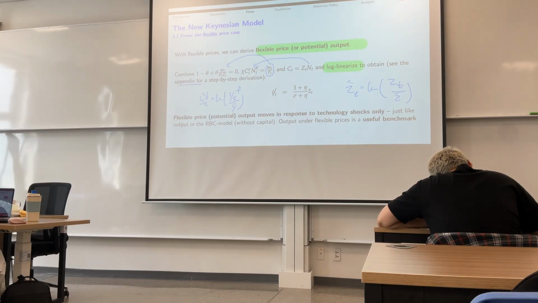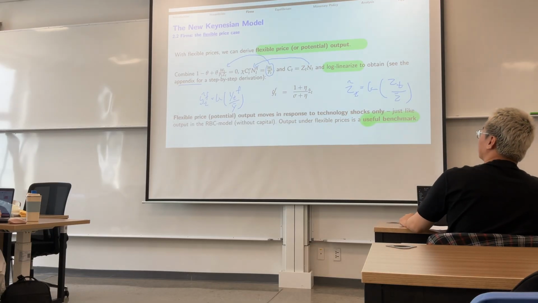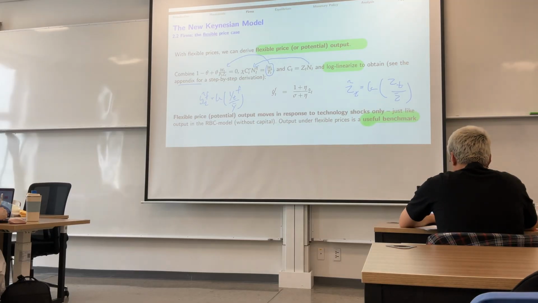Now, why am I spending time on this? Well, as we're going to see, the amount of flexible price output fluctuations is a useful benchmark later on. It's something that the central bank may want to keep in mind when designing monetary policy. Any questions on this one?